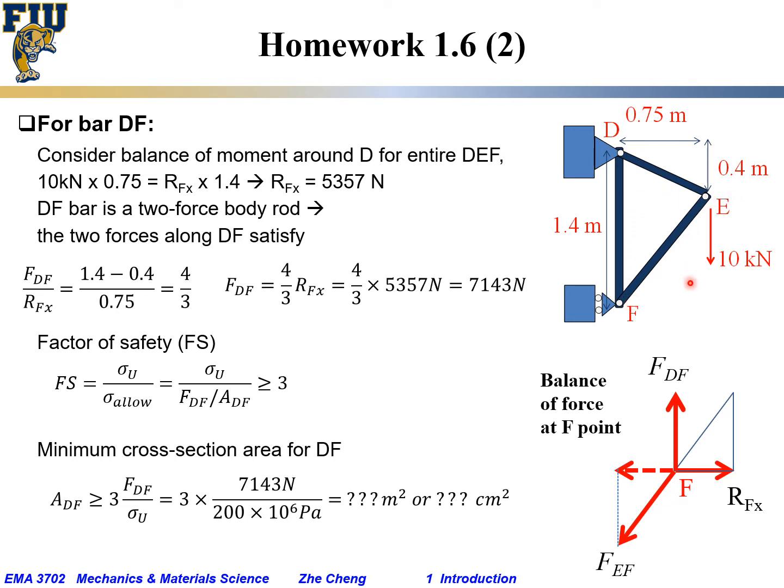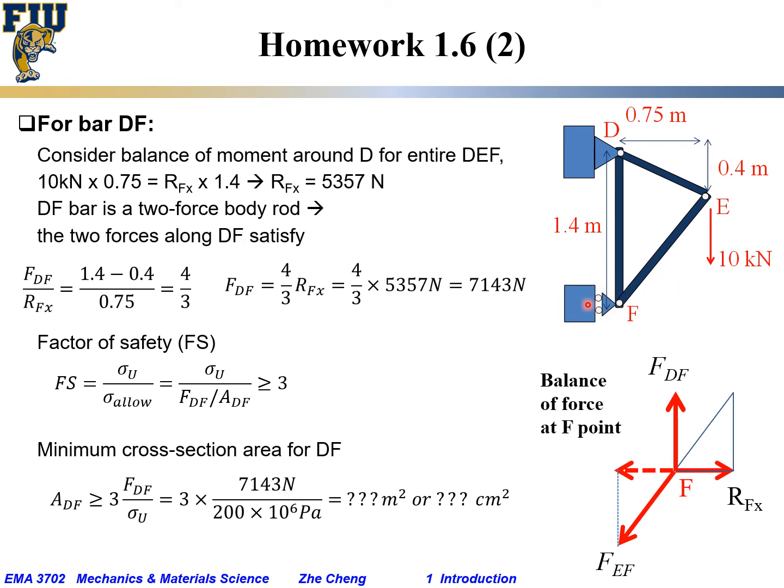So we have an external force at E trying to drag down as well as try to rotate it clockwise. Let's consider the balance of moment around the D point, for the entire DEF truss. The external force 10 kilonewton is trying to rotate it clockwise. So 10 kilonewton times the distance from 10 kilonewton to D, as what we give here, 0.75 meter. That is the moment that tries to rotate it clockwise, and it is counteracted by Rfx, the reaction force at F point along horizontal or x-axis.